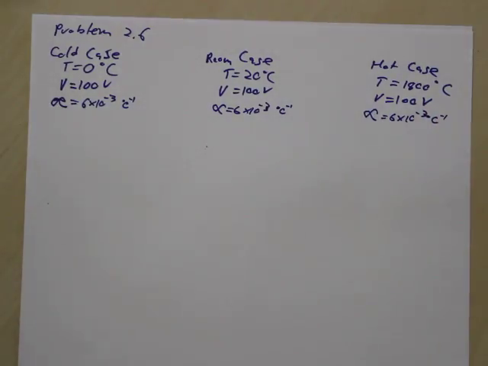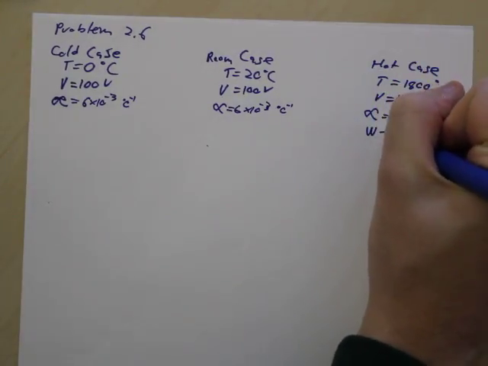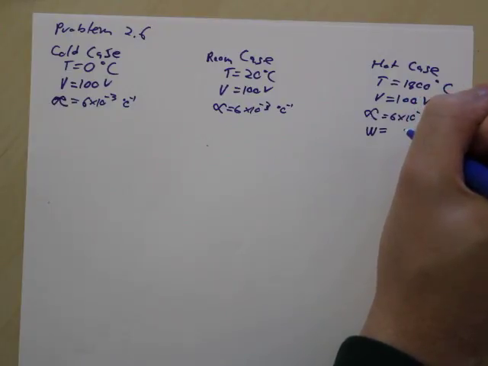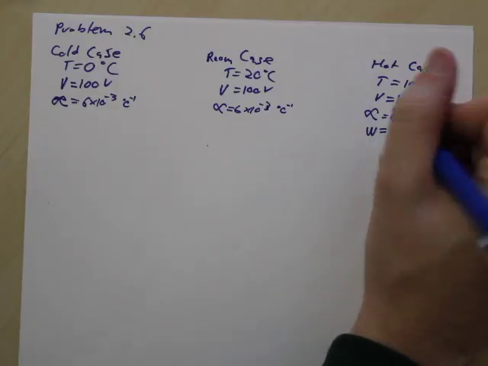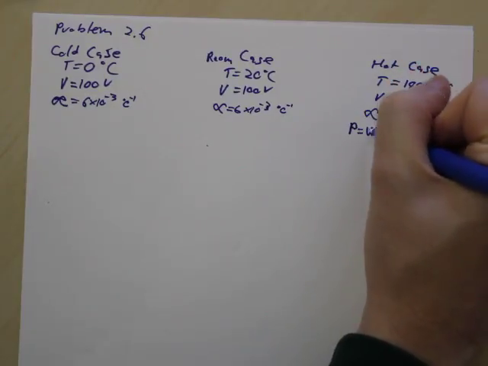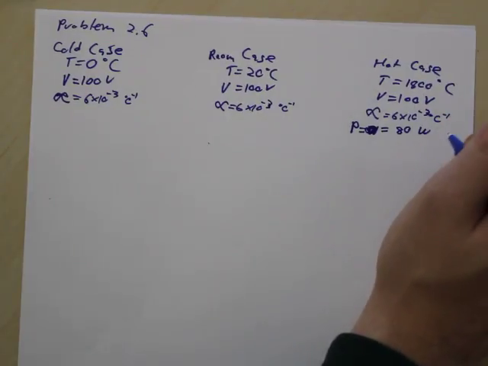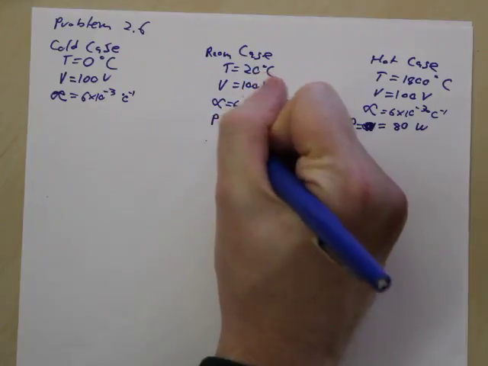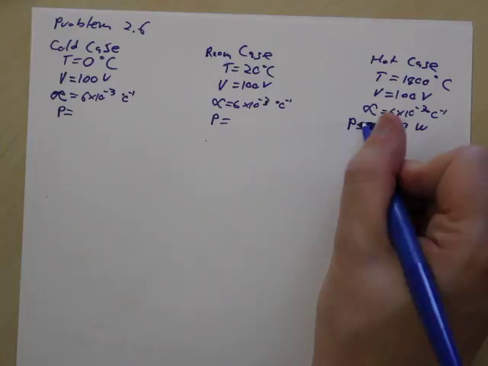All right, so what other data do we have? It says that when it reaches the operating temperature, which is 1,800 degrees Celsius, it consumes 80 watts of power. So we know that this power equals 80 watts. We don't know the power for each of these, but that's okay. We're going to get there.